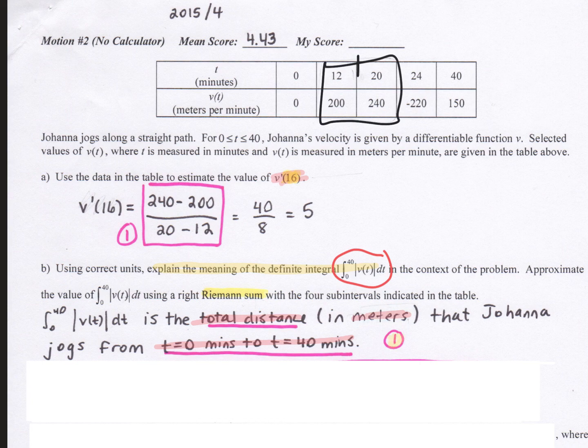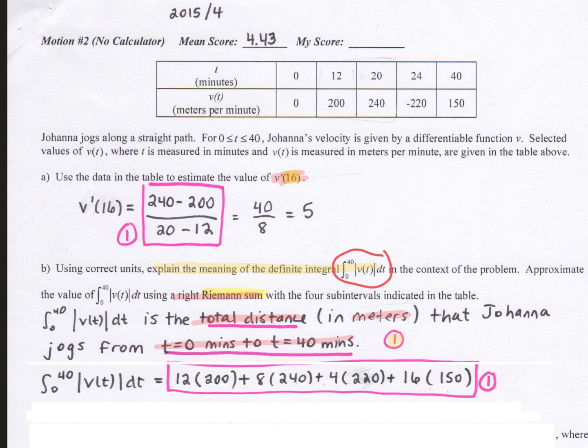There's a second part of part B that wants us to approximate that integral using a right Riemann sum. A right Riemann sum is simply finding the area of rectangles. To find the base of the rectangle, I look at each subinterval. So from 0 to 12 is my first rectangle. So it's 12 units wide. And the number on the right, the height on the right, tells me how tall it is. So it's a 12 by 200. The next one from 12 to 20 is 8. The number on the right is the 240, so 8 times 240.